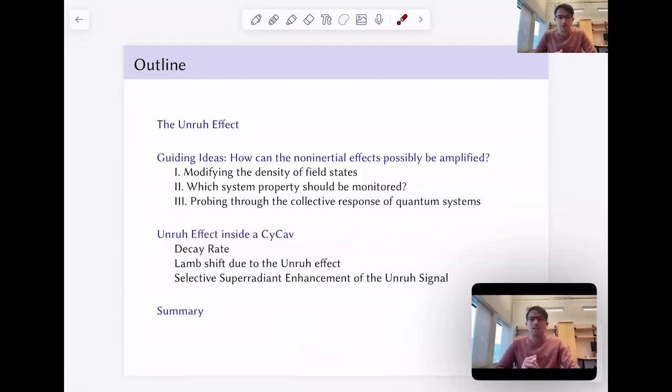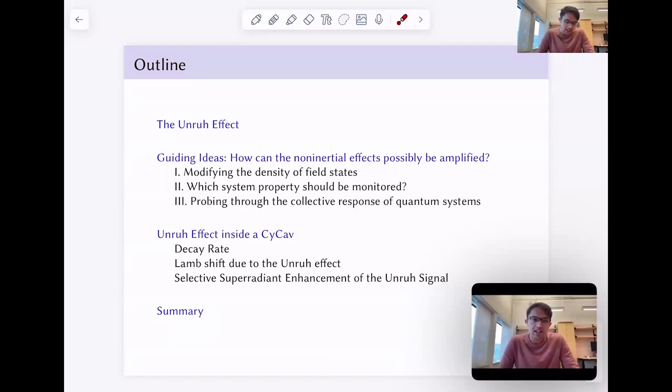The outline of the talk is as follows. I'll first quickly introduce the Unruh effect and note its strength. We'll note that it is usually very weak under traditional settings. And then we pose our main question for the talk: how the Unruh effect, or non-inertial effects in general, can be better resolved.